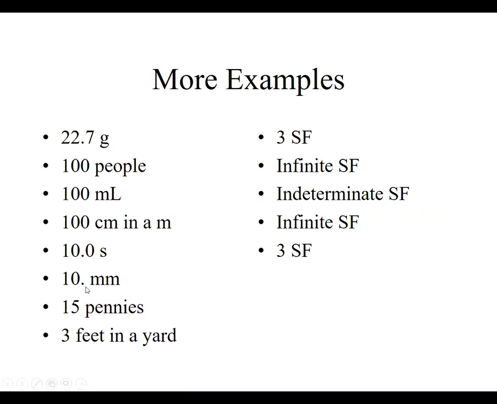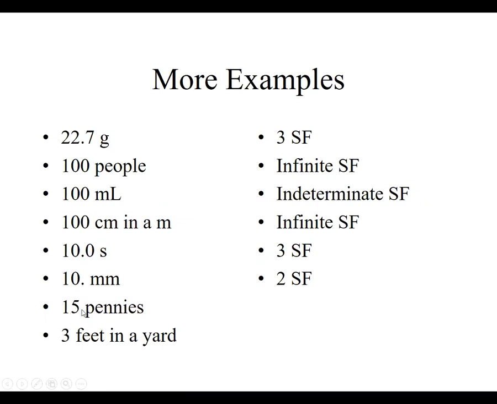Okay, 10. millimeters, with a decimal. Well, if that decimal wasn't there, we wouldn't be sure. It could be either 1 or 2 significant figures. But the decimal is a shorthand way of saying that that 0 is significant. And therefore, both those digits are significant, the 1 and the 0, and we have 2 significant figures.